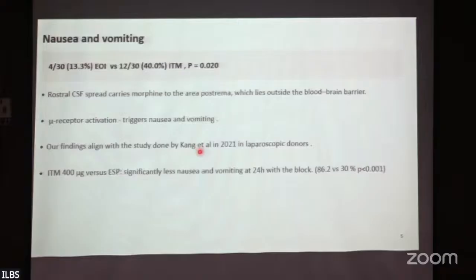Nausea and vomiting can cause severe psychological distress to the donor, hampering their oral intake and quality of recovery. Our findings align with the study done by Kang et al. in laparoscopic donors, where they found that the incidence of nausea and vomiting was 86.2% in the intrathecal morphine group and 30% in the group that received the erector spinae block.